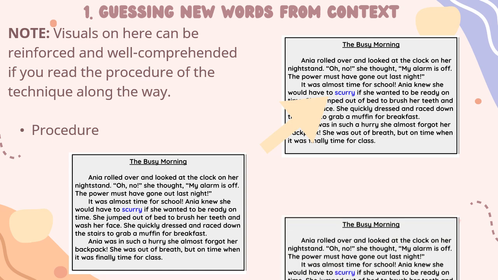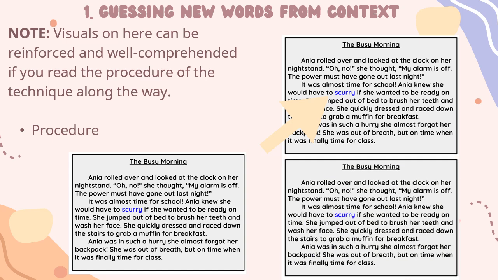So if you look at our example, you'll see that the words that come after the word scurry should be a good explanation of what the word scurry is. We have, if she wanted to be ready on time, she jumped out of bed to brush her teeth, wash her face, she quickly dressed. She was in such a hurry, she almost forgot her backpack and all these sorts of things. Now, these clearly tell us that the word scurry might have something to do with, to hurry, I guess, to do things in a hurry, to rush.